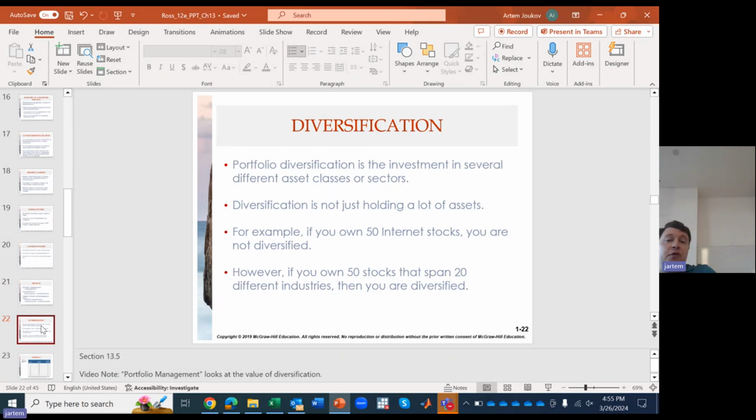So the idea of portfolio diversification just means you buy several different assets. You buy stocks in different sectors. It doesn't mean you hold a lot of assets. That's not enough. If you buy Apple, and a bunch of stocks like Apple, Microsoft, NVIDIA, all these tech stocks that seem to move all together, right?